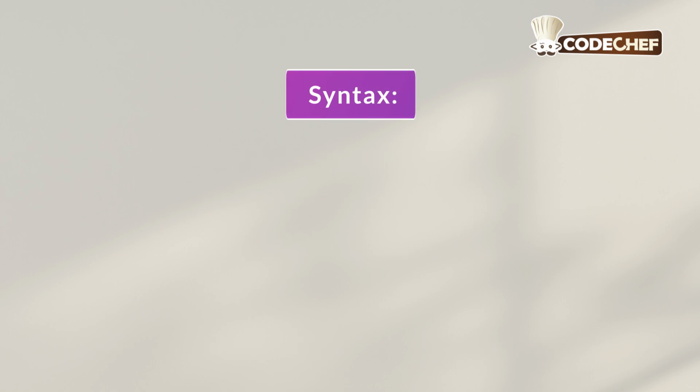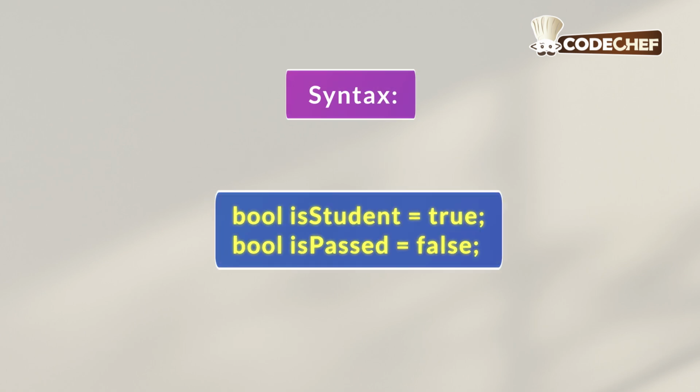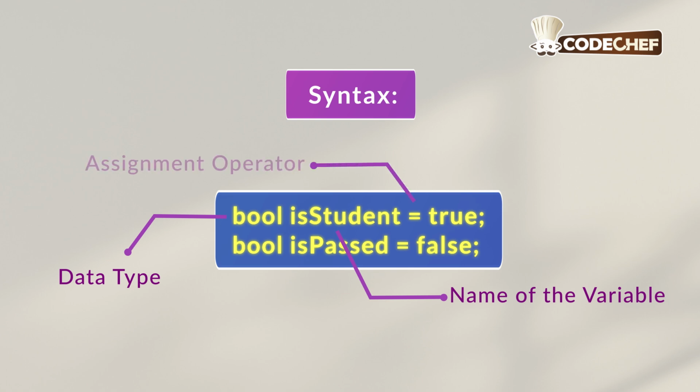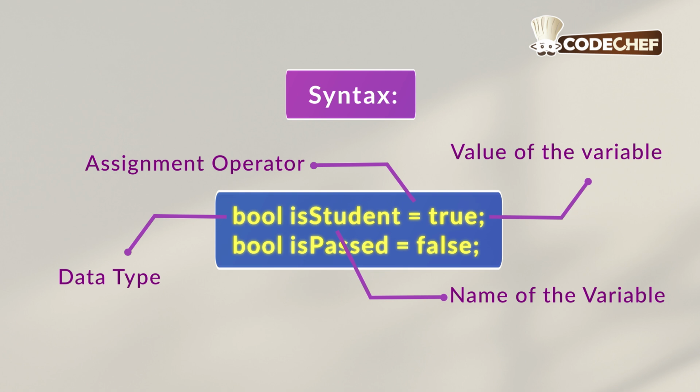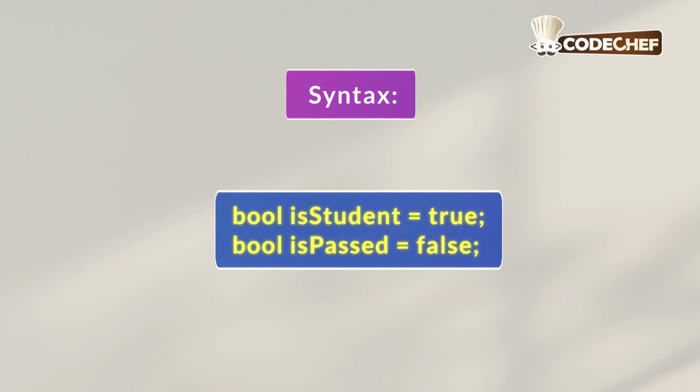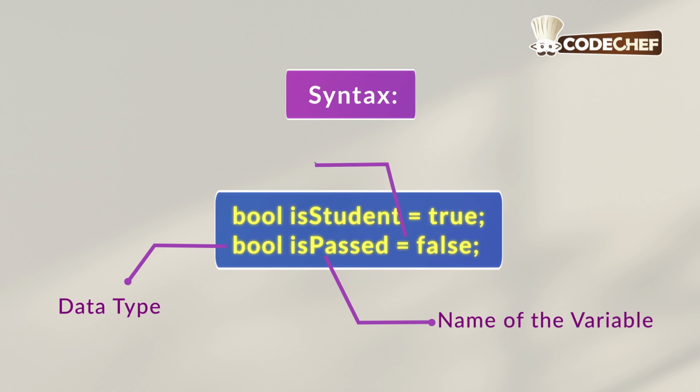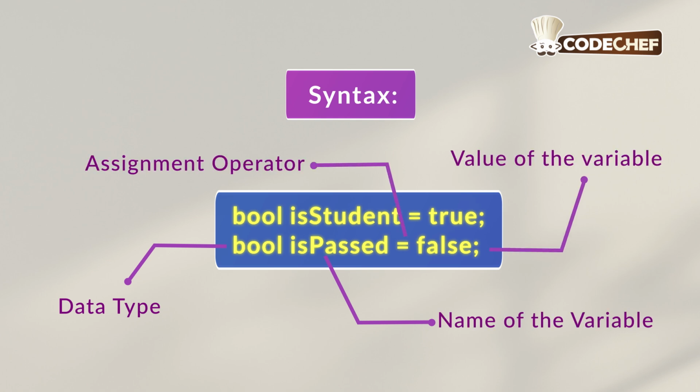Coming to the syntax of this data type, bool isStudent is equal to true semicolon. So here bool is the data type, isStudent is the variable name, assignment operator, true is the value which we have assigned to the variable isStudent, and then semicolon. Then bool isPass is equal to false semicolon. So again bool is the data type, isPass is the variable name, is equal to is the assignment operator, and false is the value assigned to the variable isPass and semicolon.